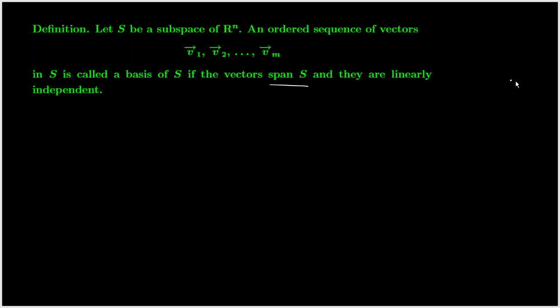Again, two conditions. The first condition means every vector in S is a linear combination of the given vectors. The second condition is that the given vectors are linearly independent. Now we'll use a particular question to show you the meaning.